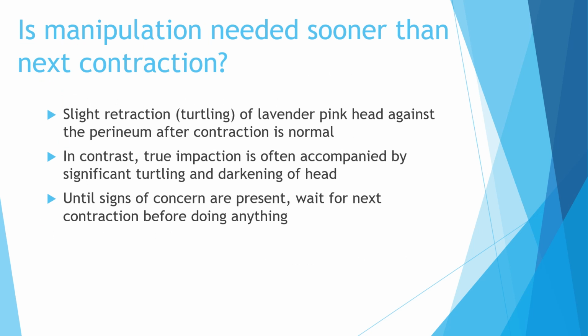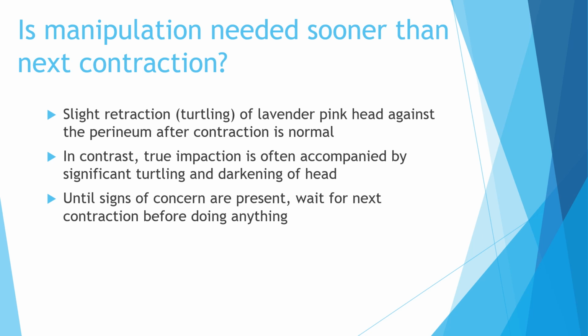So those are those things I was talking about, signs that the baby is showing stress, that there's a pretty significant shoulder dystocia present. It's not normal restitution. That's that slight retraction. You'll see a turtling, that the baby's face is squished against the perineum and the cheeks are really, the skin is just real puffy, like the kiddo has got its neck stuck in a turtle sweater. It's a lavender pink head against a perineum after the contraction. That normal, a little bit is fine.